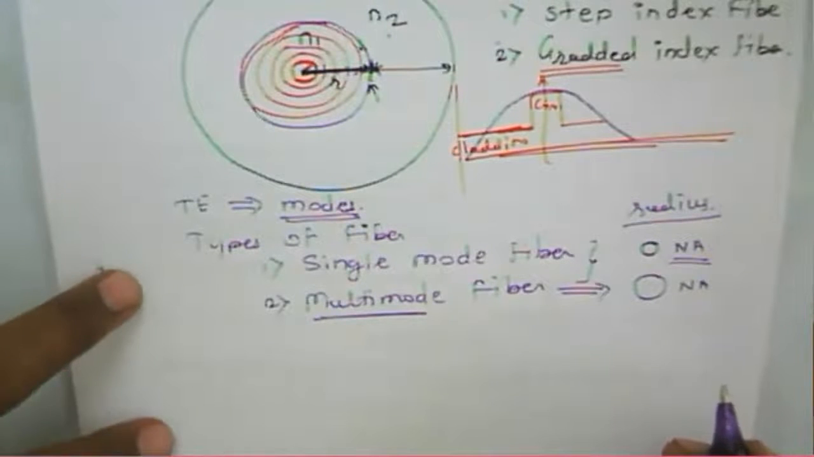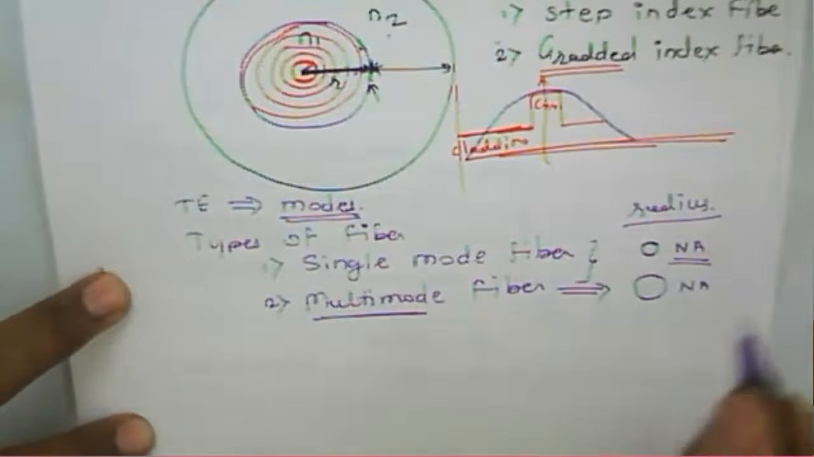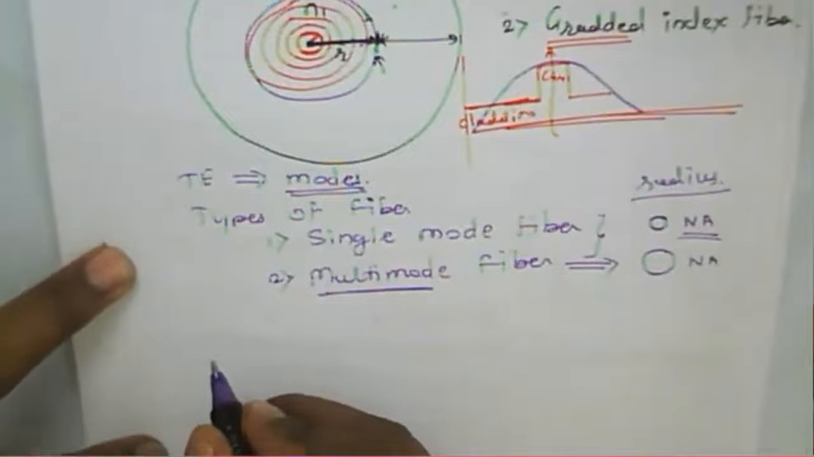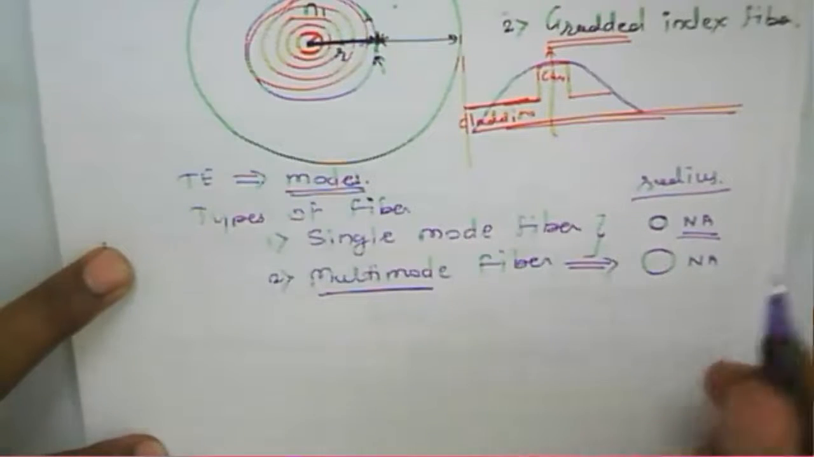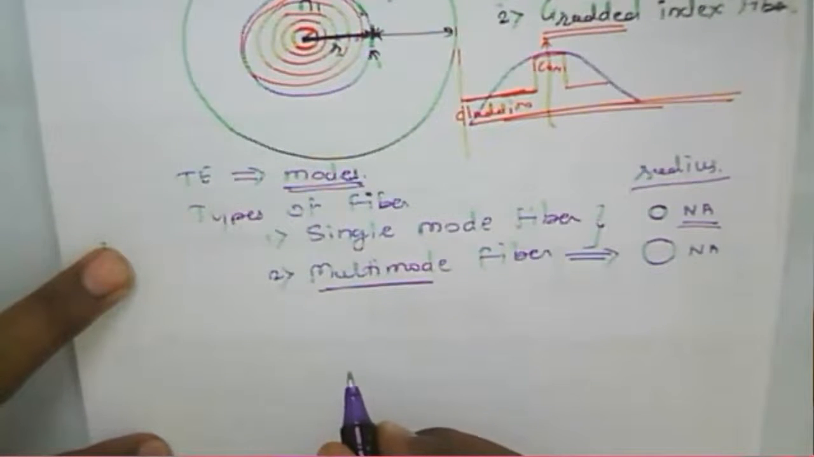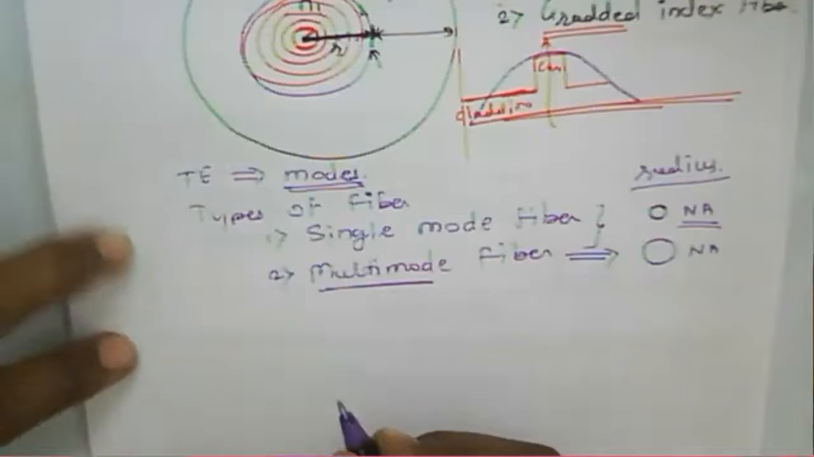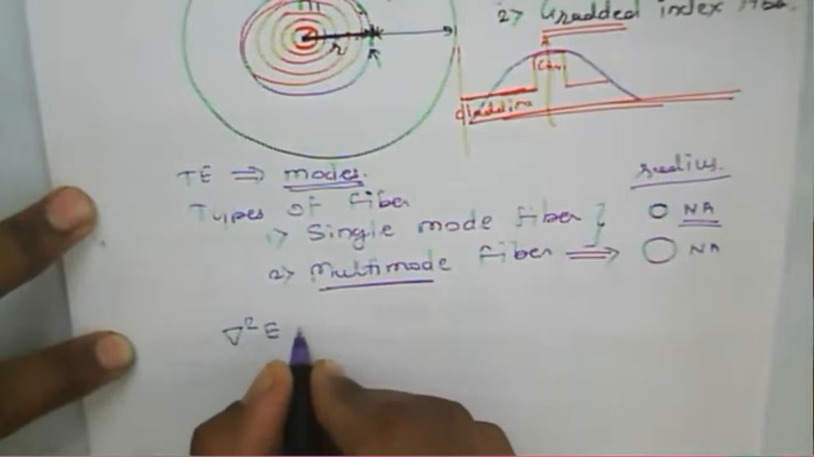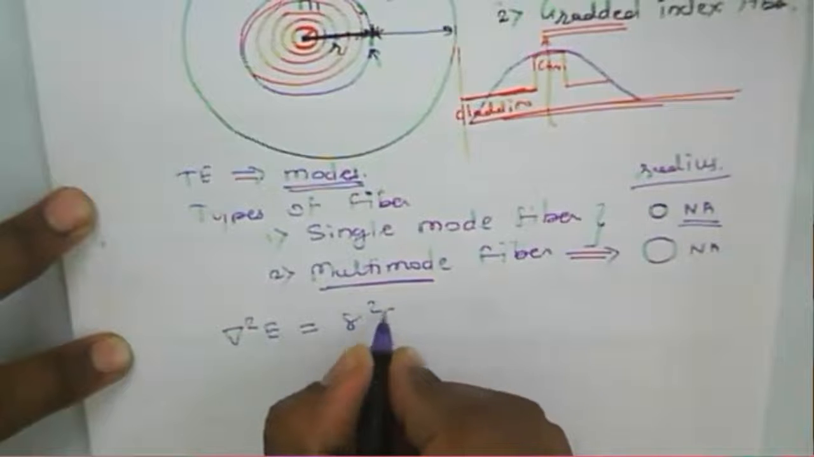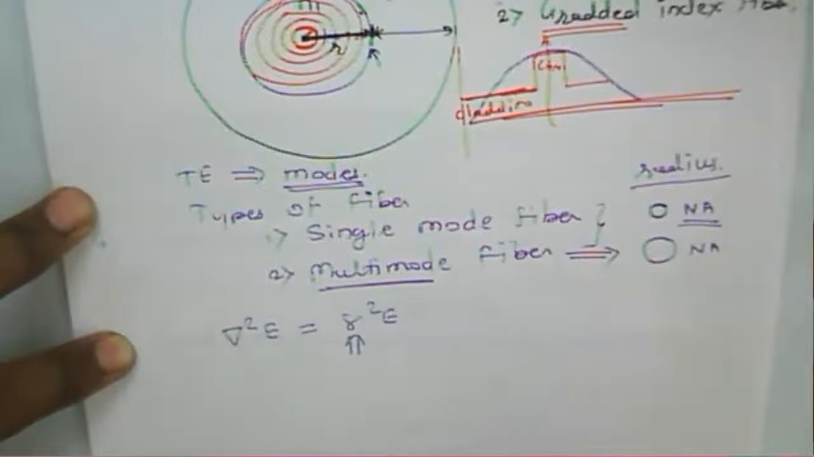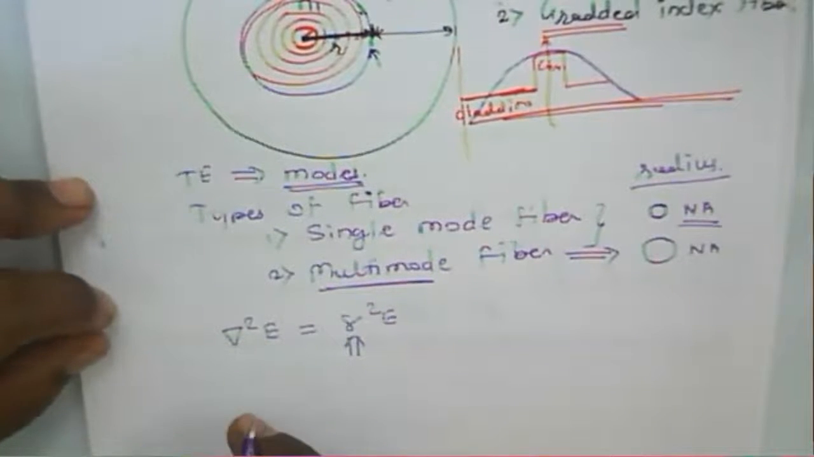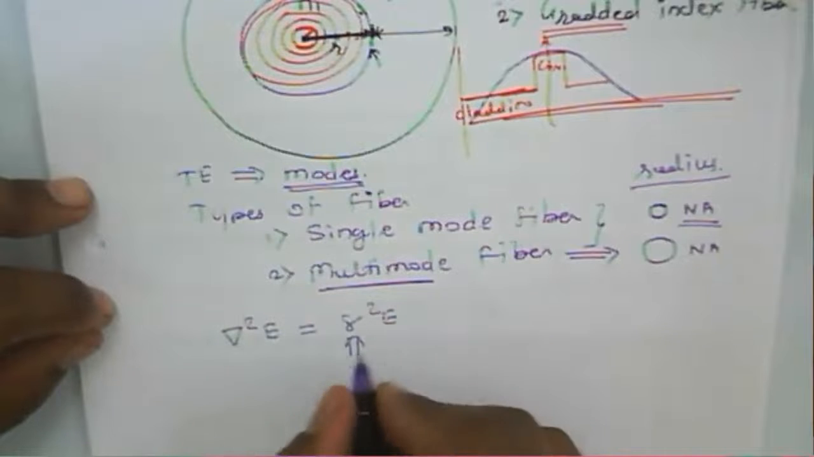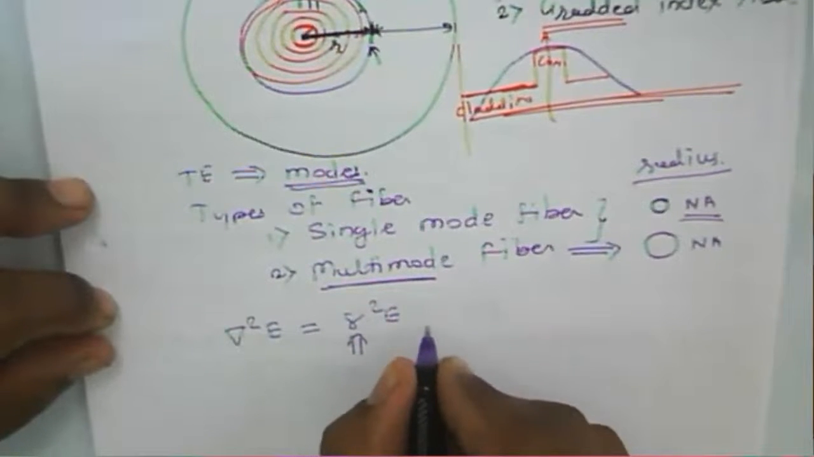So to obtain how many modes are propagating through the fiber, we need to learn how the wave is propagating through the fiber, or how these rays are propagating through the fiber. So generally we define the wave equation, we say that del square E is equal to gamma square E. And this is nothing but the propagation constant. And that we have defined with respect to the electric field.